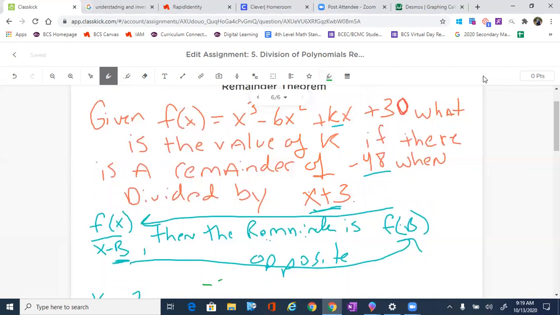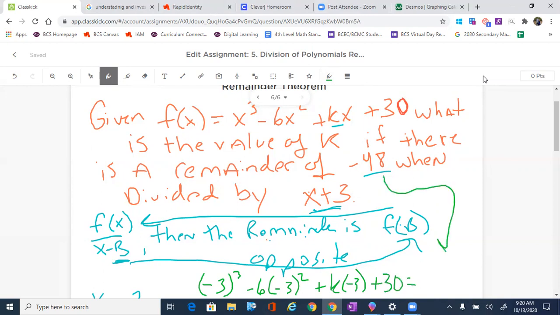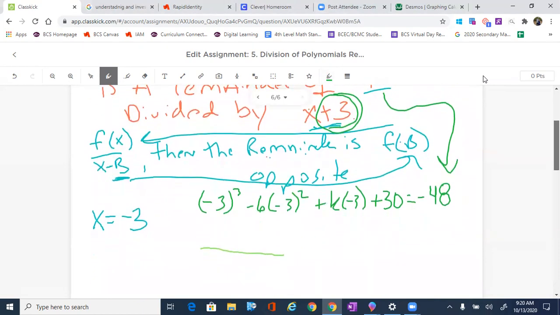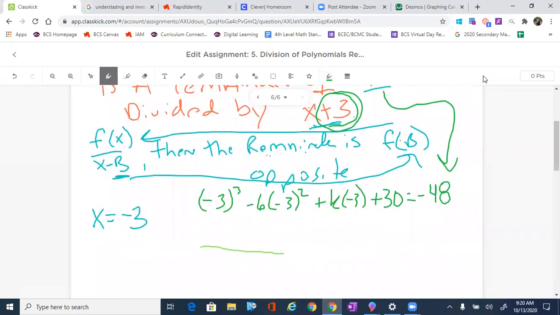So let's do that real quick. Let's say I've got -3 cubed minus 6 times -3 squared plus k times -3 plus 30, and that equals the remainder, because I'm plugging in the opposite of that +3. So that must be giving us the remainder of that polynomial when the division occurs. Okay, after that, we just start solving for k, some basic algebra. So -3 cubed is -27.